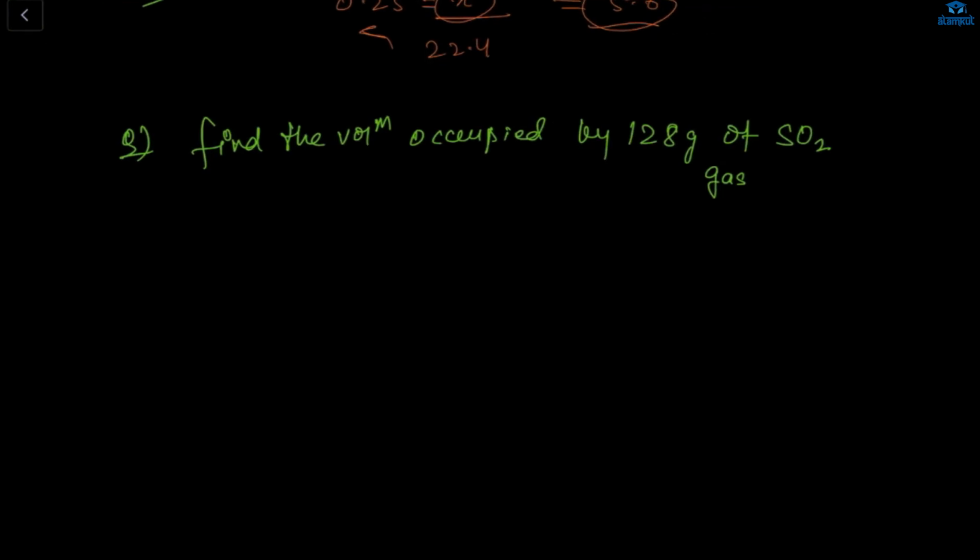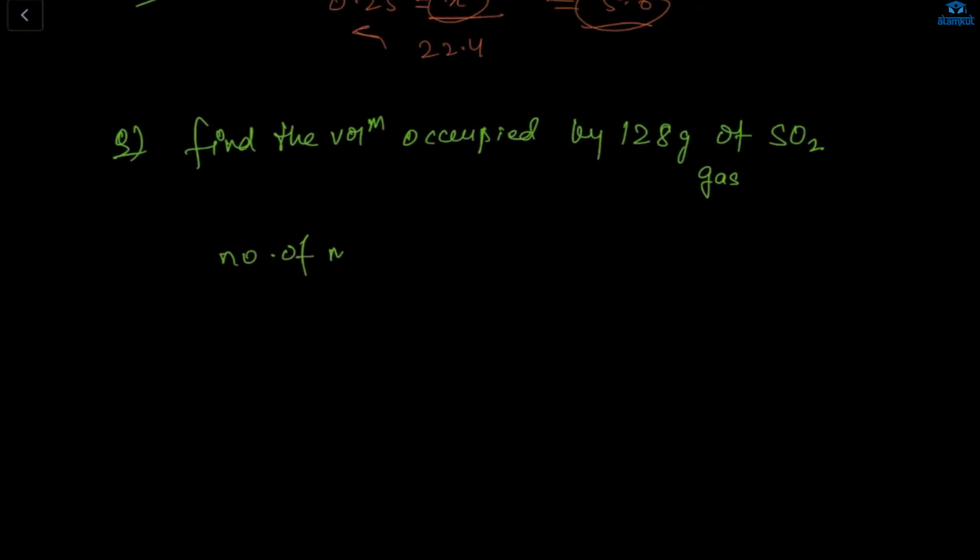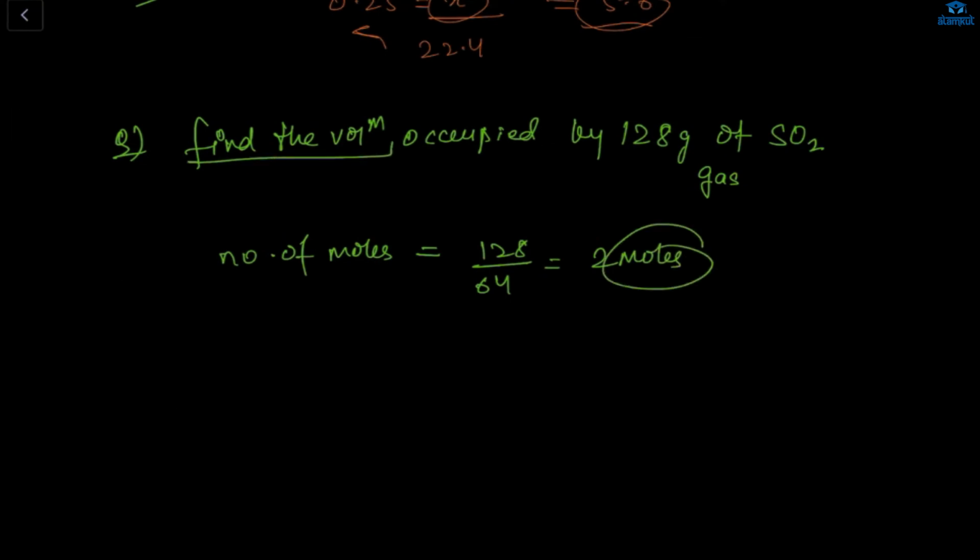Ma'am, the number of moles is 2. Yes, number of moles is 2. How come? Ma'am, number of moles is 2 because 32 plus 32, 64. So, 2 moles. Now you have to find volume.